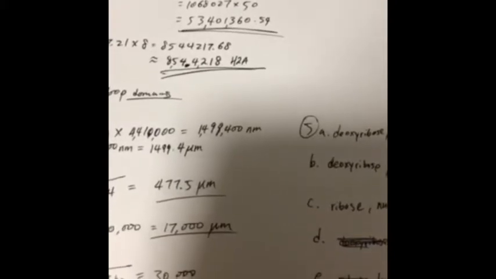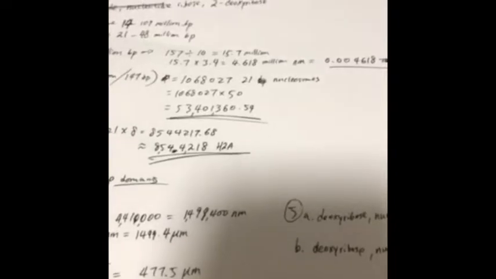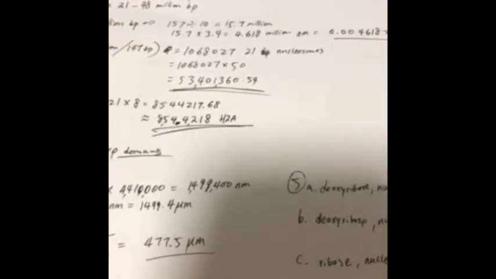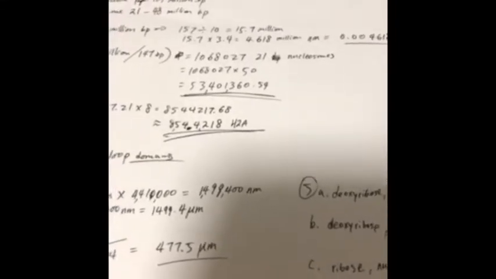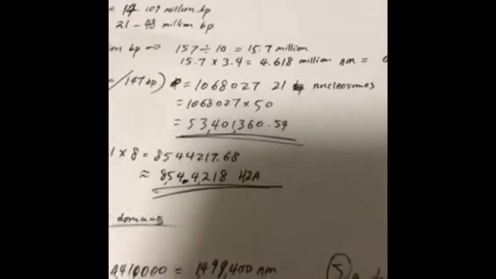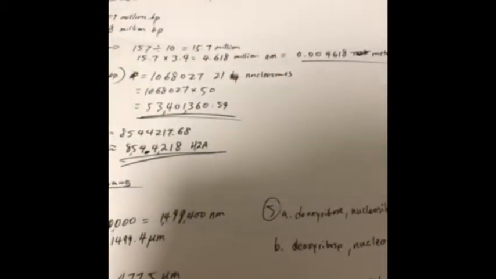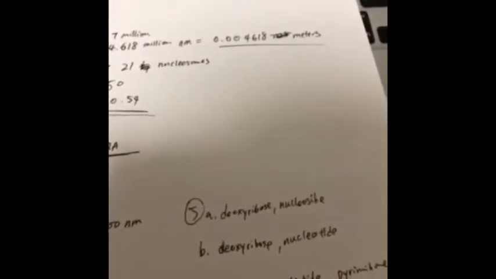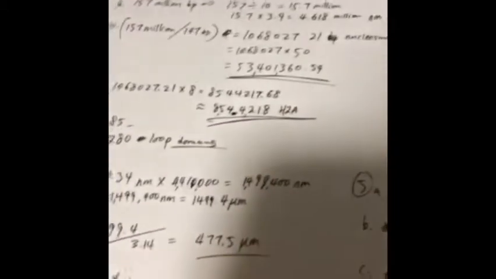3A asks us, how long is the DNA portion of this translocation chromosome in meters? To find that, we first combine the 2 chromosomes together, which will give us 157 million base pairs. Divide that by 10 and times that by 3.4, since that's the length in between each base pair, and that should give us 4.618 million nanometers, which is equal to 0.004618 meters.